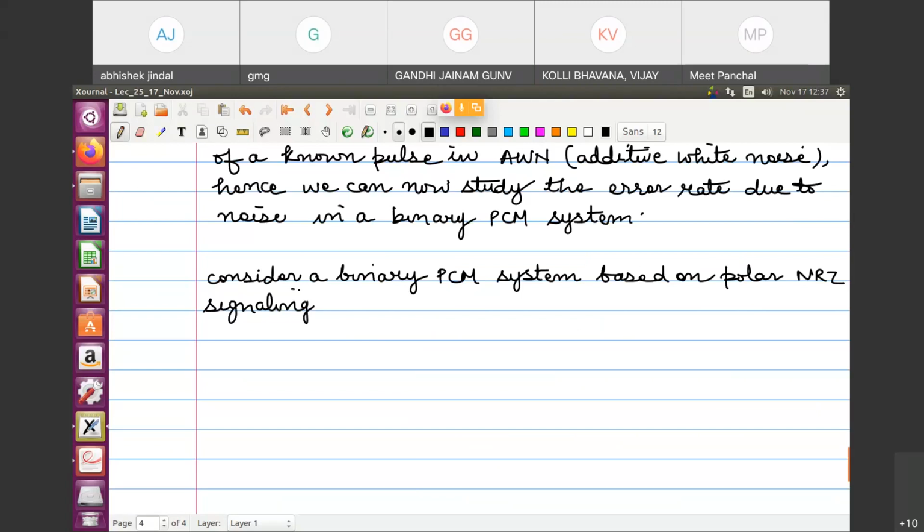So what is polar NRZ? In polar NRZ, 1 is transmitted by taking an amplitude value of A for duration T_B. And 0 would be with the negative pulse, with amplitude minus A. So 1 is represented by this, 0 is represented by this, and you will get some sort of waveform like this.